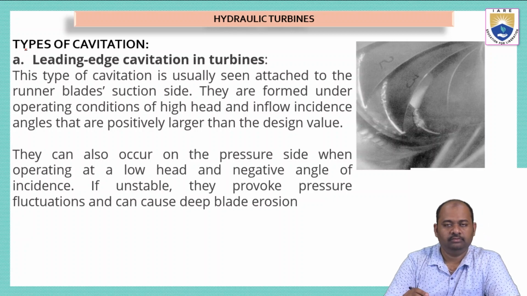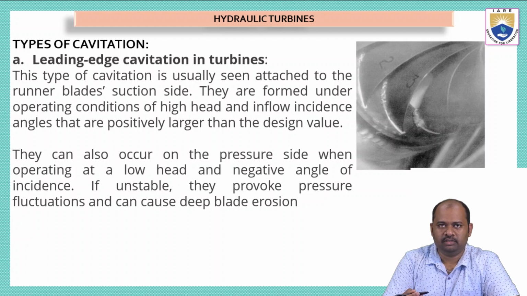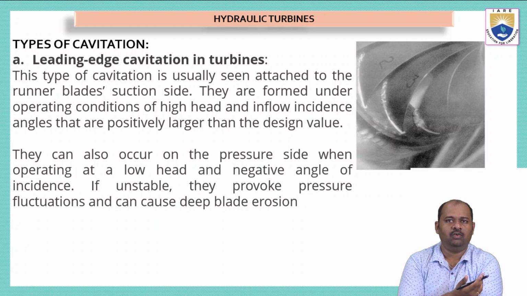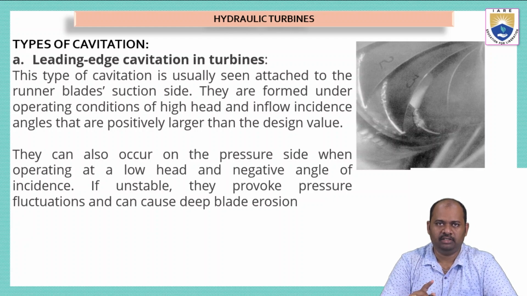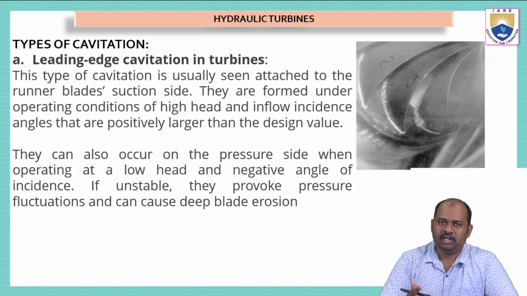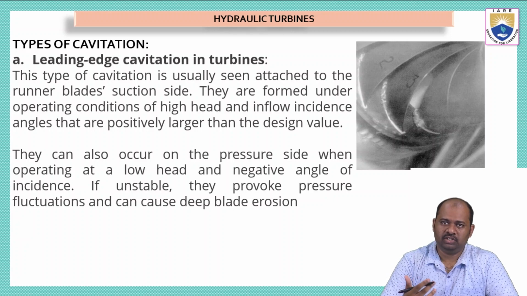Now we'll see what are the types of cavitation. There are different types of cavitation which we have to study in order to understand how to control them. So the first one is leading edge cavitation in turbines. We'll try to understand what is leading edge cavitation. This type of cavitation is usually seen attached to the runner blade's suction side.